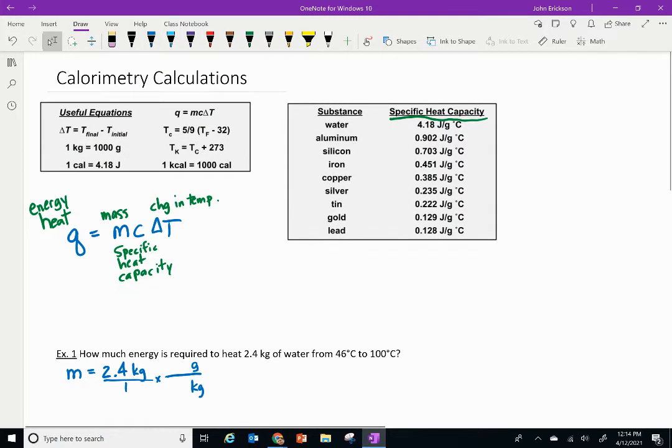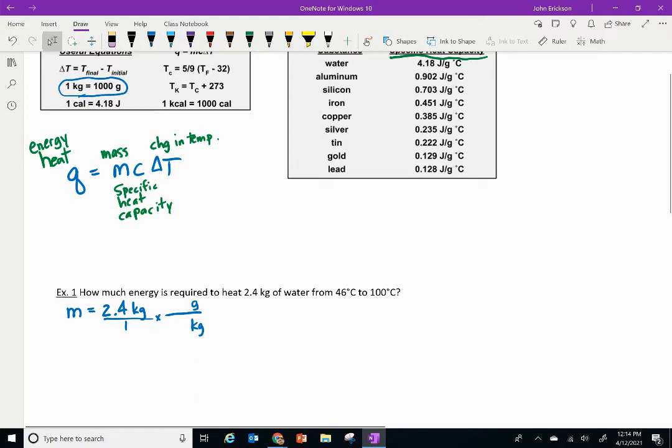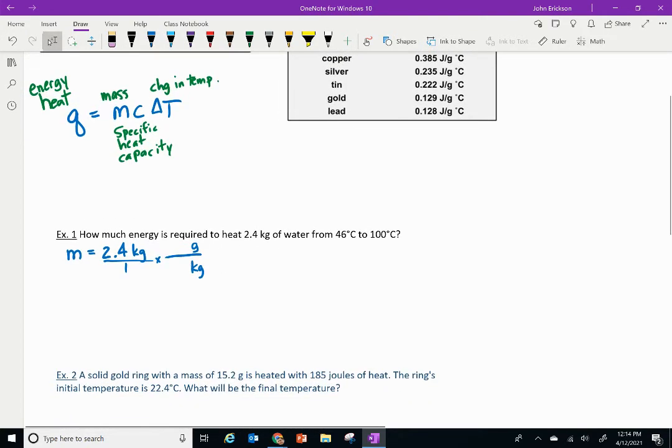You can do that using a useful conversion. If you haven't memorized it, up in the table, you'll notice that we are reminded a kilogram is equivalent to 1,000 grams. So if I multiply those, the grams cancel out, and we're left with 2,400 grams here.